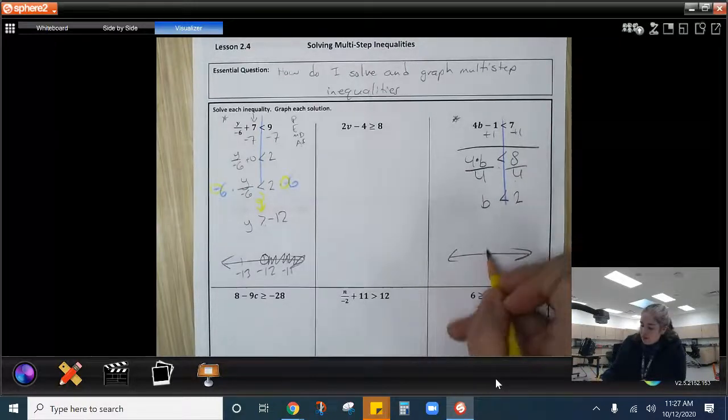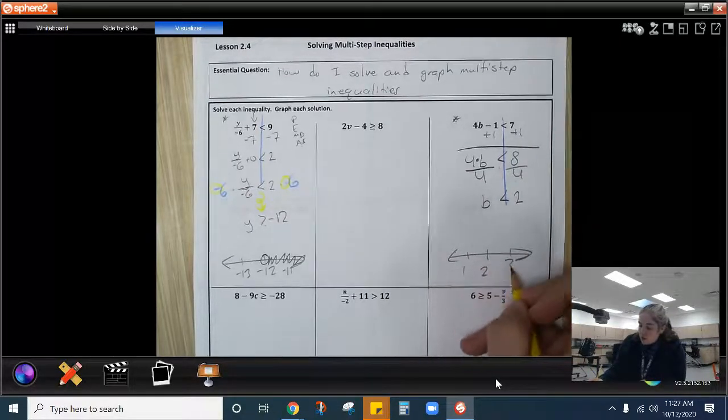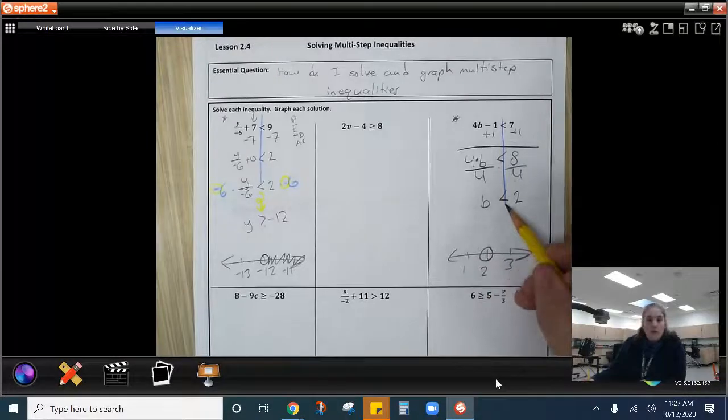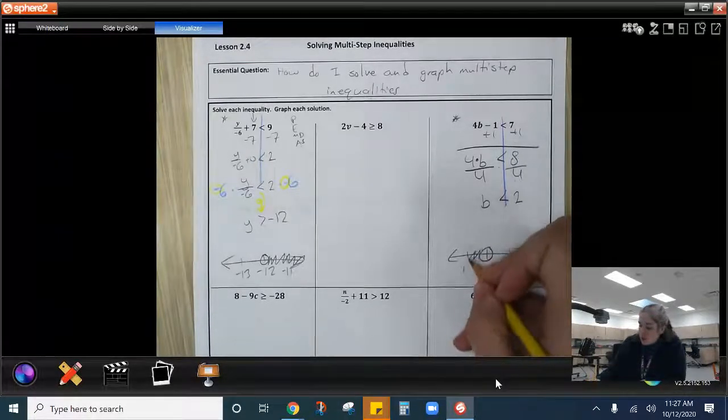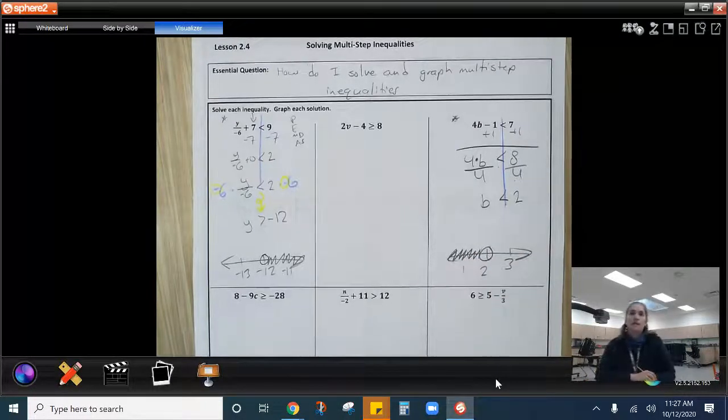So when I go to graph that, we have our 2 here. Here's 1 and here's 3. I do an open dot. Do I fill it in? No. And I'm shading to the left, something like that.